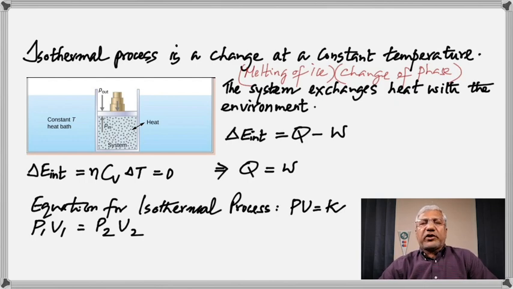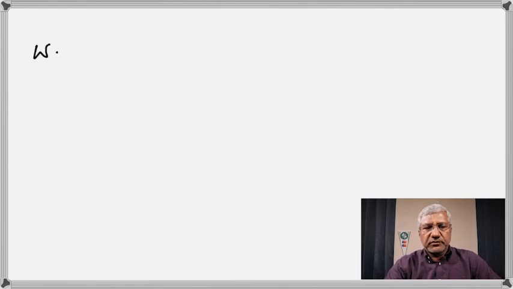The equation for an isothermal process is what we get from Boyle's law. Pressure times volume is a constant. So if I give you a problem that says an isothermal process, you can use this equation. Pressure times volume is a constant, or P1 V1 is equal to P2 V2.